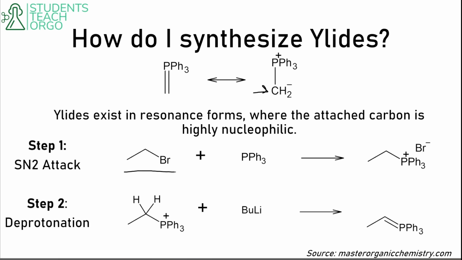So let's use alkyl bromide here, react it with PPh3, and it could create this sort of product here. So this is an SN2 reaction. And then the second part is just deprotonating. You can use a base like butyllithium, a strong base, and it's just going to deprotonate. It's better to draw the deprotonation like this. Create that double bond. Okay.